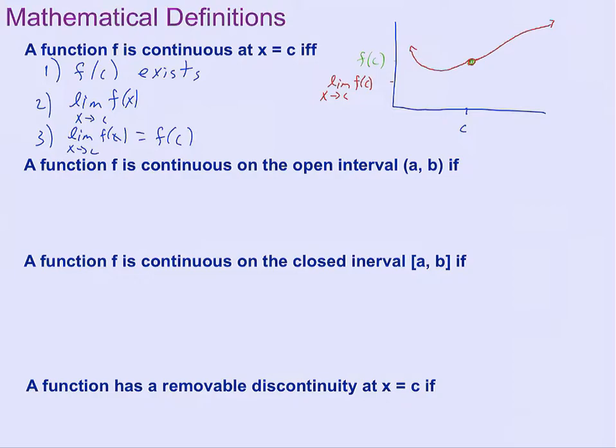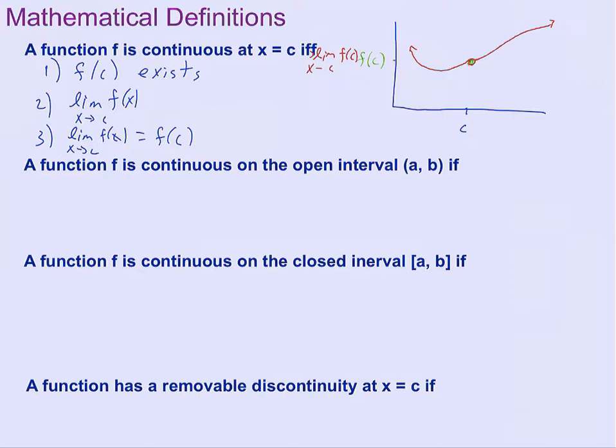So now I have a continuous function here. This is a continuous function because f of c exists, that's that dot, and the limit of f of x as x approaches c exists. We're getting closer and closer to the same thing from both sides, and they happen to be in the same place. Okay. When you're asked about continuity, you need to check all three of those definitions.